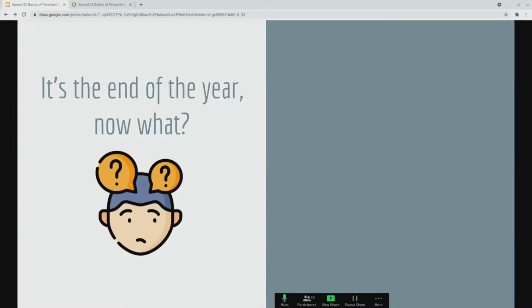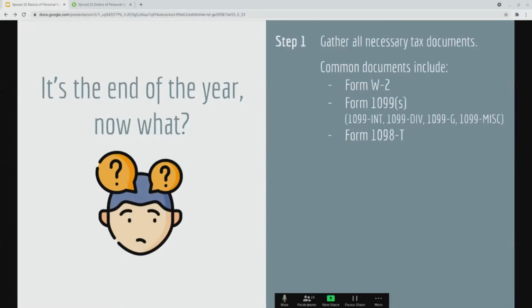All right, end of the year. Now what? First thing you want to do, gather all your necessary tax documents. Some common tax documents include the form W-2, which is what you get from your employer. You will also get 1099s. Some common ones include 1099-INT, which stands for interest. If you have any interest from your banks or investments, you would get this.